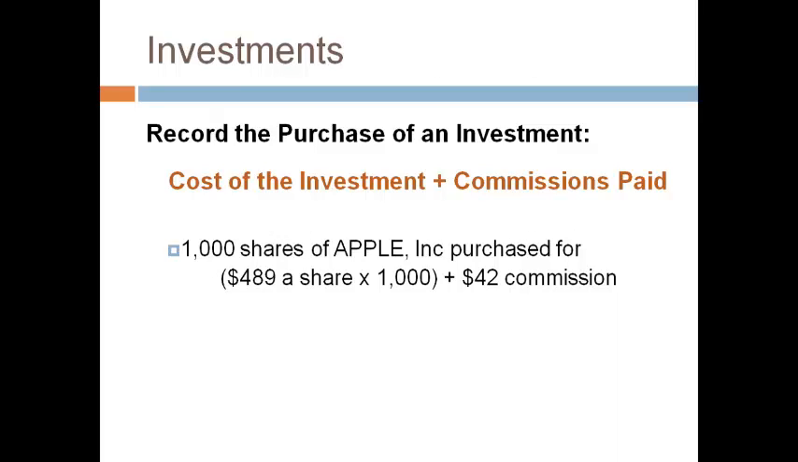Investments are generally recorded at cost. The cost of the investment includes the purchase cost plus commission. An investor purchasing 1,000 shares of Apple common stock will record the investment at the total cost of the stock plus the commission.